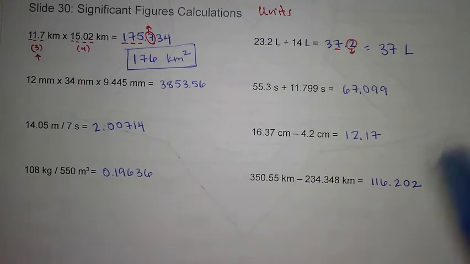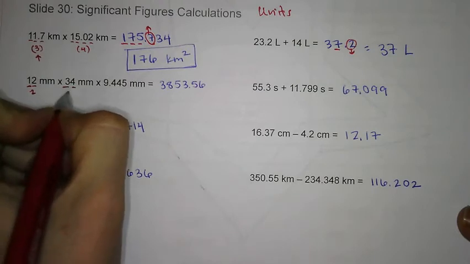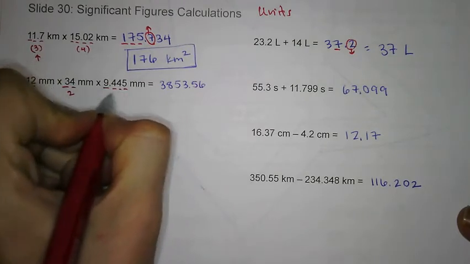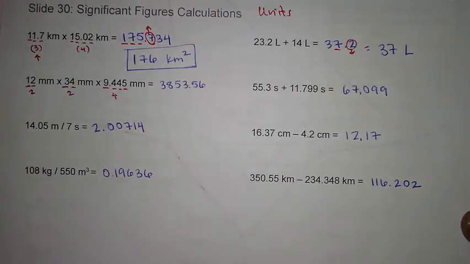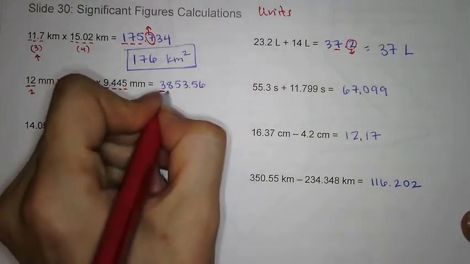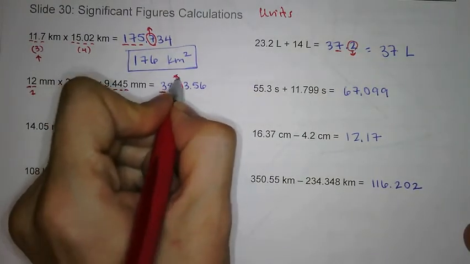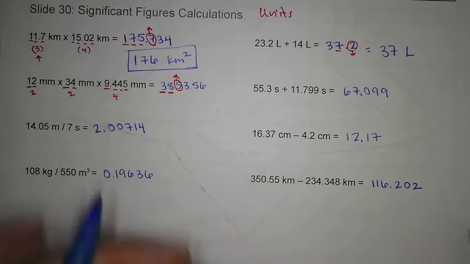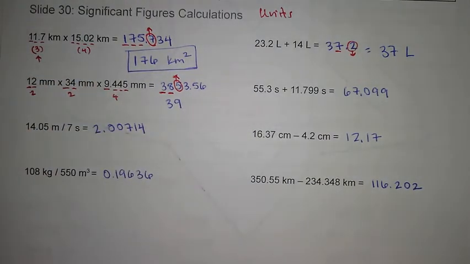All right, back to multiplying and dividing. 12 has 2 sig figs. 34 also has 2. 9.445 has 4. That's awesome, but it doesn't matter because I only get to keep 2. Life's rough. Okay, I get to keep the 3 and the 8. 5 is going to round up. Do not make this mistake where you go, okay, 3, 9, then everything else goes away. No, don't turn 3,853 into 39. Don't do it.